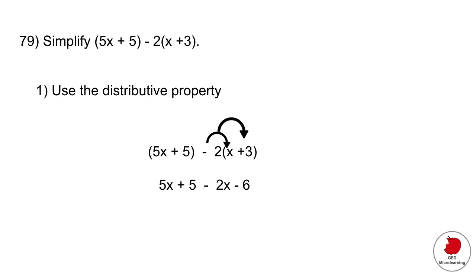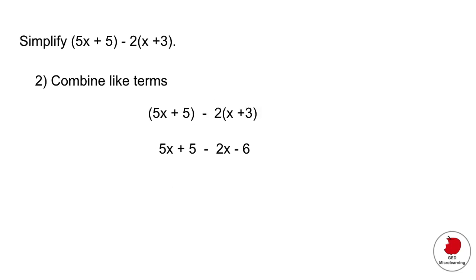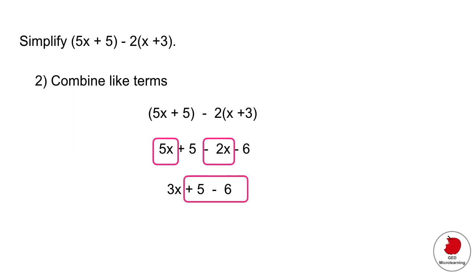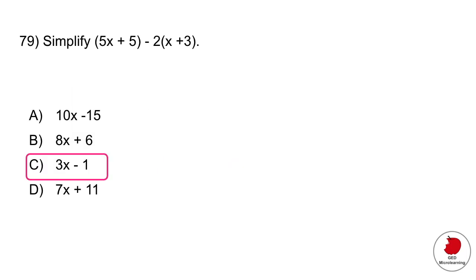And then the second part is to combine like terms. So you're going to add terms that are similar. You're going to add all terms that have an x value, right? So 5x minus 2x, that would give you 3x. And then you're going to combine the other set of common terms, the whole numbers, 5 minus 6, that gives you 3x minus 1, option C.